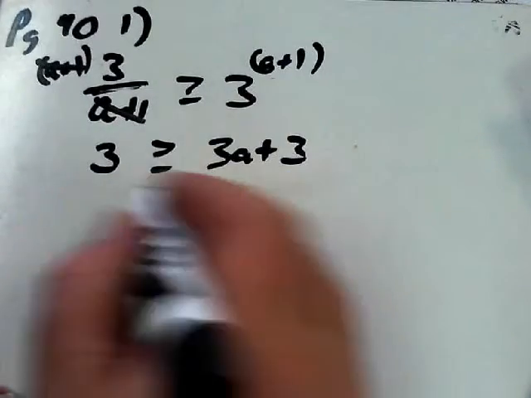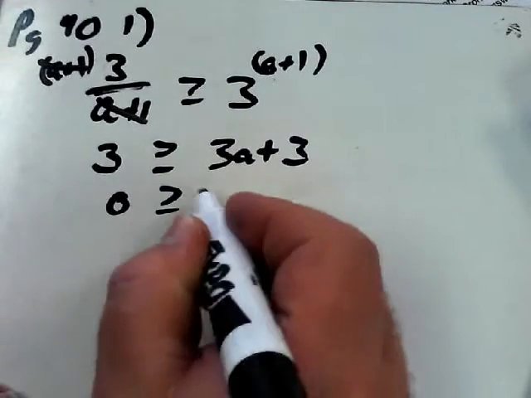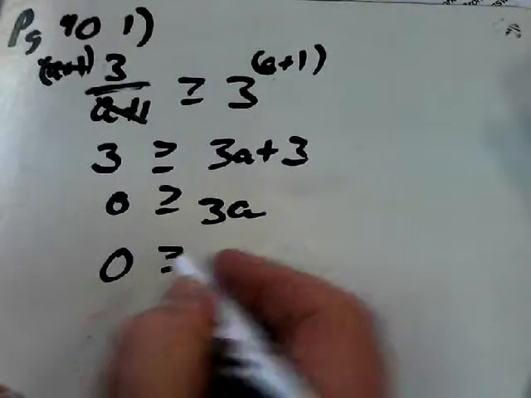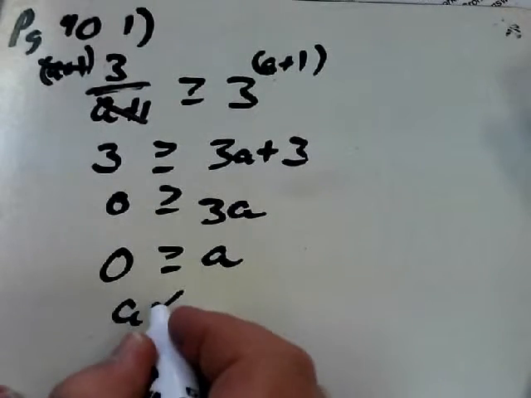Which means if I bring this over, I'm going to have 0 is greater than or equal to 3a. So 0 is greater than or equal to a, or a is less than or equal to 0.